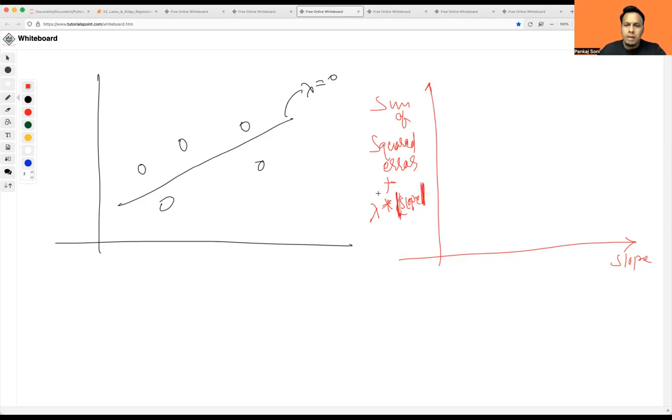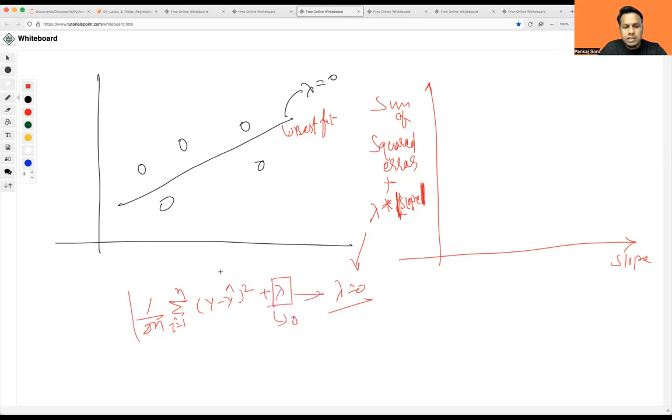So what happens basically when you take lambda equal to 0? So this is basically your best fit line, and this works the same as 1 upon 2n, sum over i equals 1 to n, (y minus y hat) squared, plus lambda times the absolute slope. The moment you set lambda to 0, this whole penalty term becomes 0. Only this part is remaining. This is as good as your ordinary least squares or simple linear regression. That's how we got the best fit line.